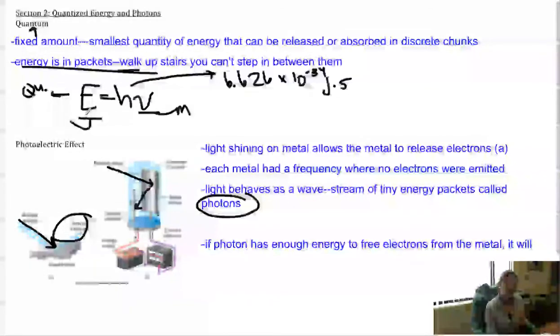So this E, this quantum, is actually the energy that our photons have, or the energy of a photon. So if you're dealing with a problem that's talking about the energy of a photon, you're dealing with E equals h times v. And if a photon has enough energy to free the electron, it will. If it doesn't have enough energy, it won't. Either you have enough energy to walk up the step, or you don't. You can't go halfway in between two steps.